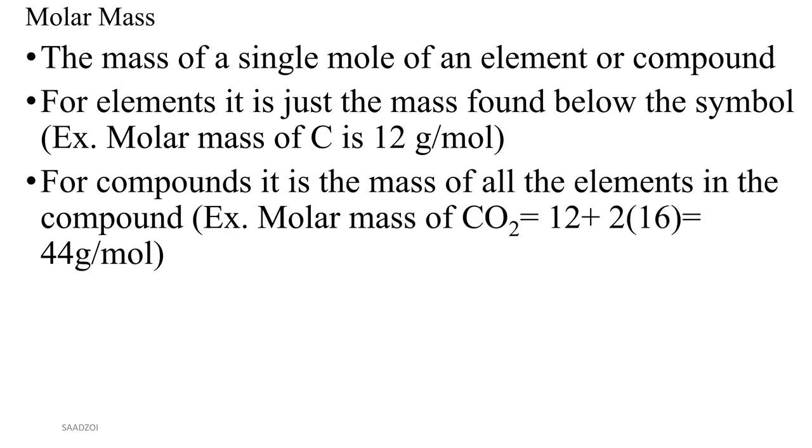For compounds, it's the mass of all the elements added up. So for CO2, for example, carbon weighs 12, and you have 2 oxygens. So how much does oxygen weigh? Well, each oxygen weighs 16, and there's 2 of them. So that's 32. So to get the molar mass of a compound, you need to add up the masses of the elements in the compound. That's the one little catch to it. So in this situation, you get 44 grams per mole for the molar mass of the whole compound.